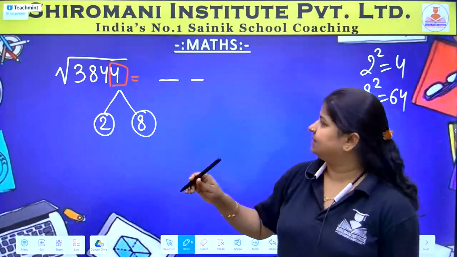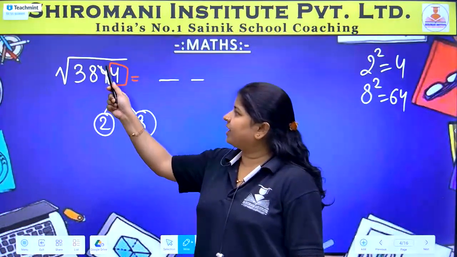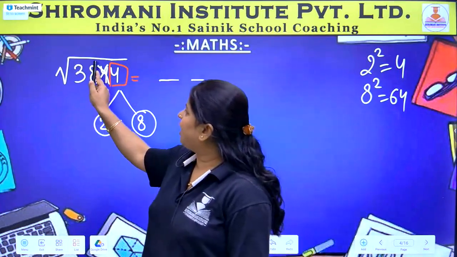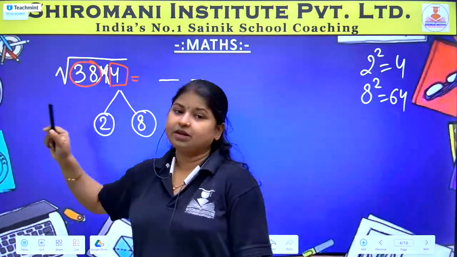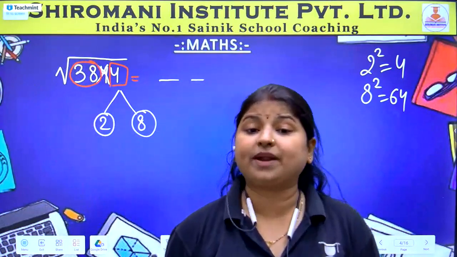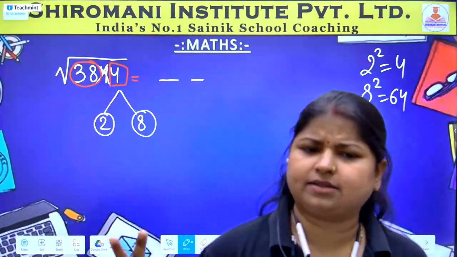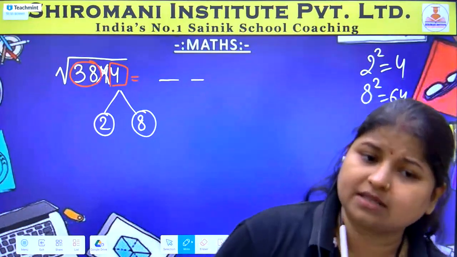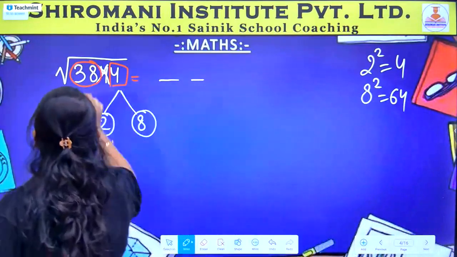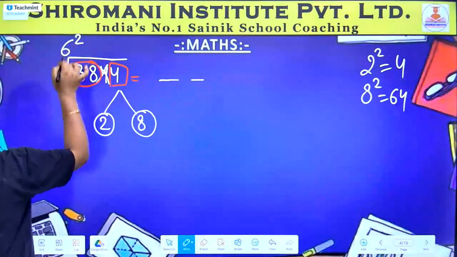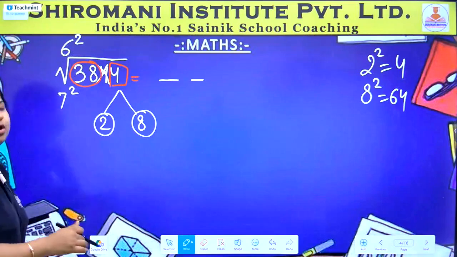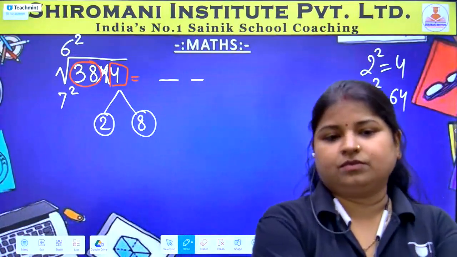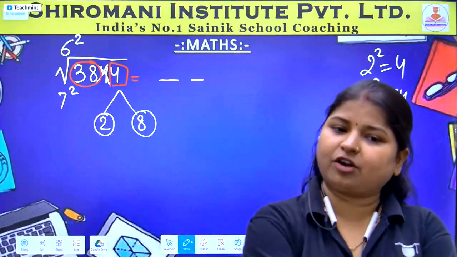Now, second step, forget about the tens place digit. Forget about it. Now I'm left with 38. This 38 comes between which two squares? I know that 38 is between 6 ka square and 7 ka square, because 6 ka square is 36, 7 ka square is 49. So 38 is between 36 and 49.